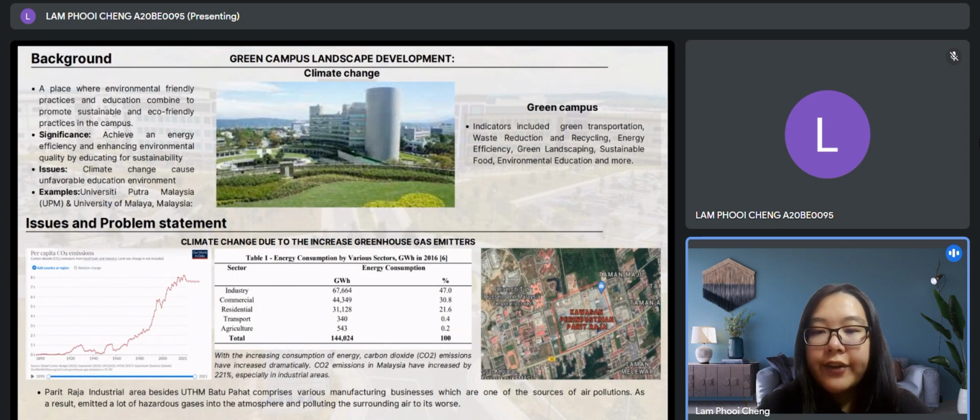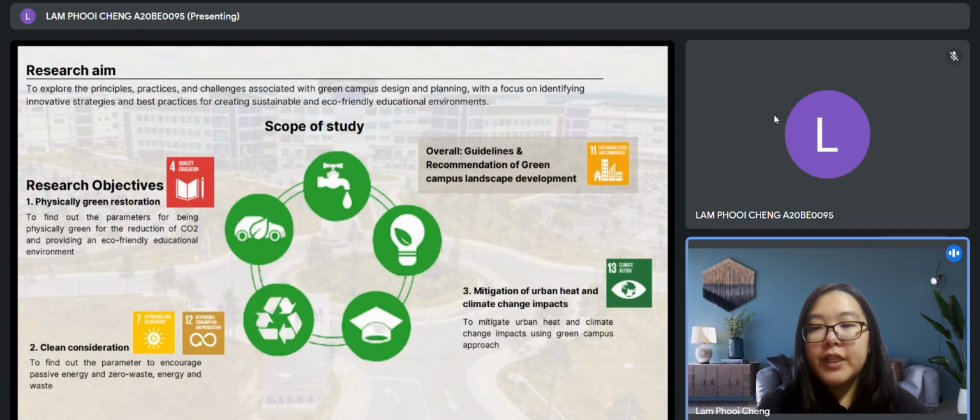Due to the increase in greenhouse gas emission, climate change is causing an unfavorable environment for education on campus. Therefore, there is a chance for the local university to develop a green campus. Here is the data showing the carbon emission from the industry areas is the highest, especially at Parit Raja, Batu Pahat beside the UTHM. The aim is to explore the principle, practice, and challenges associated with the green campus design and planning.